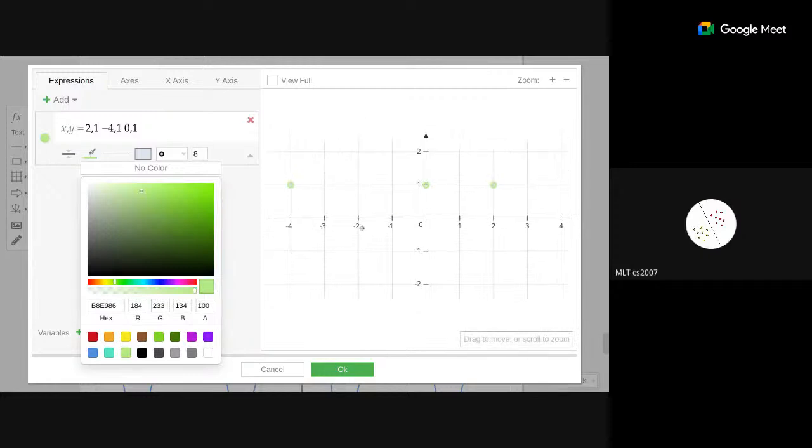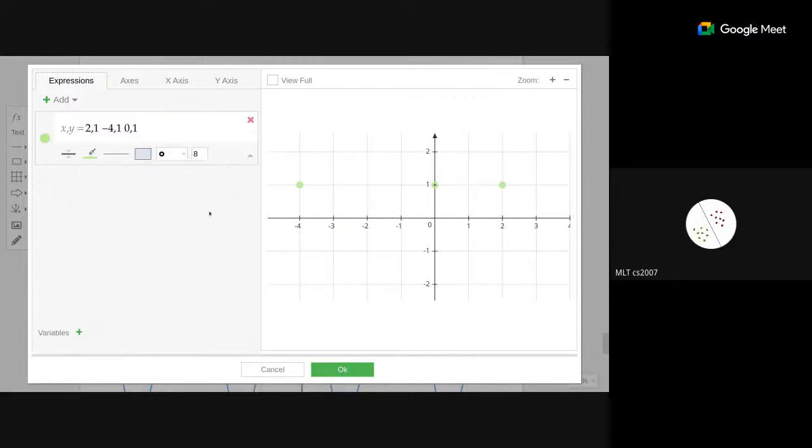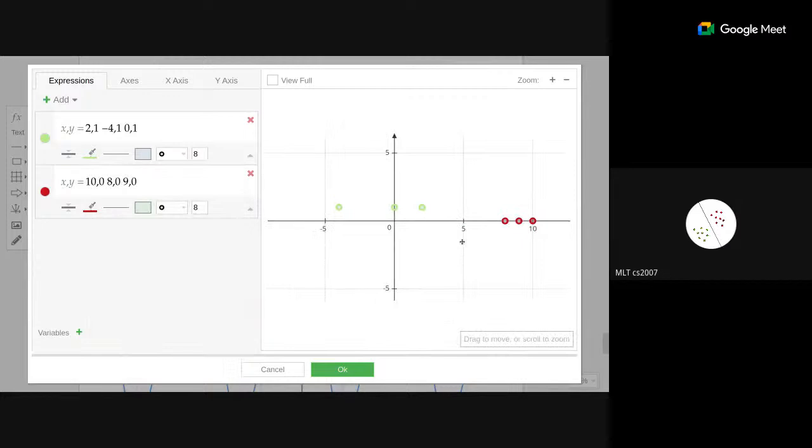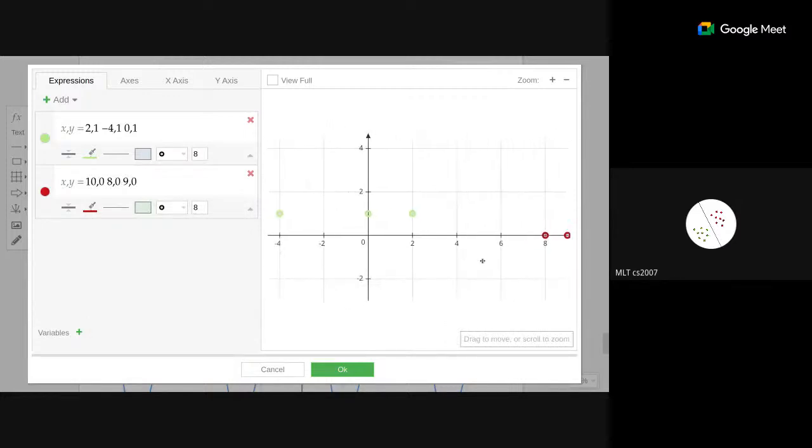So actually this is not 2D data, right? I'm plotting it in 2D just for convenience. It's actually 1D, so we can treat the y label as whatever. So what are the negative points? 10, 0. 8, 0. 9, 0. So this is the data set, right? All these belong to 1 and this belongs to 0.